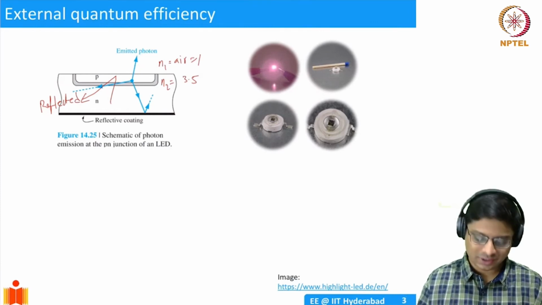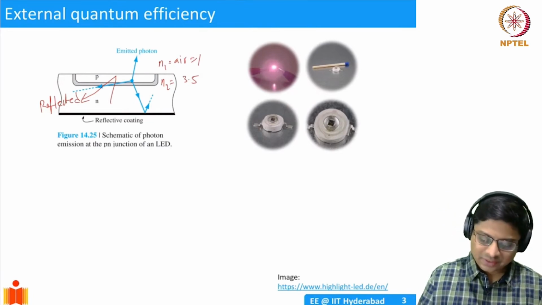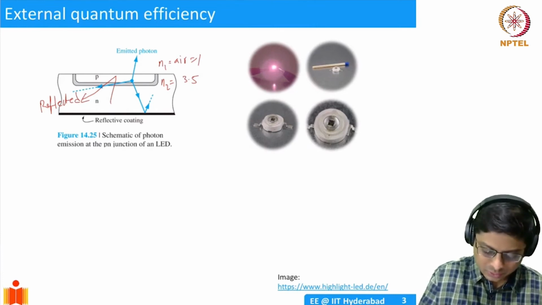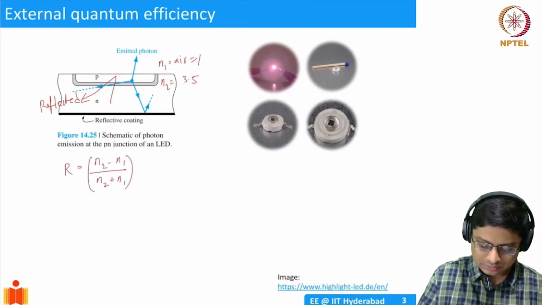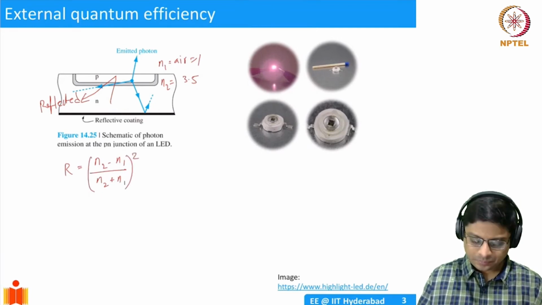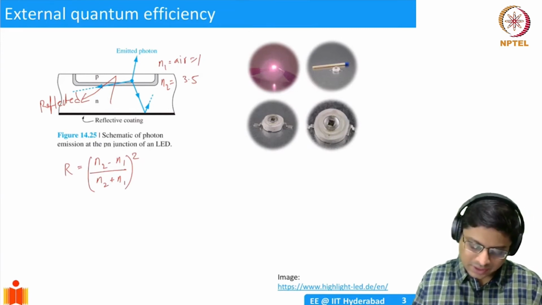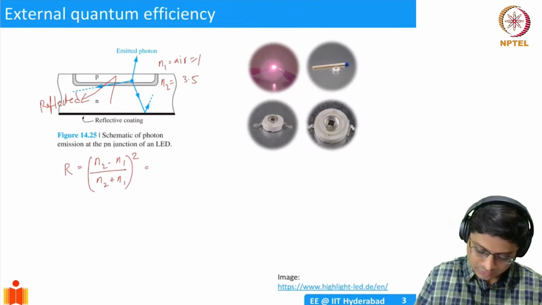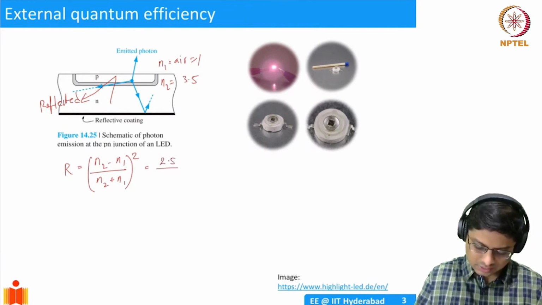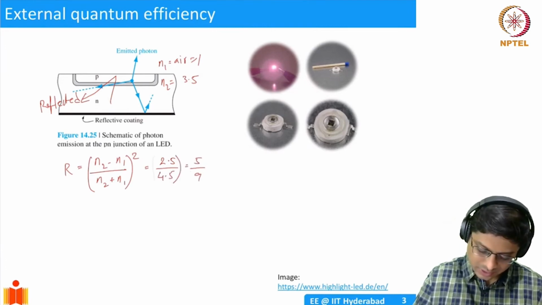So what is the reflection coefficient when you have this difference in refractive index? The difference in refractive index will lead to what is known as Fresnel's reflection coefficient. So R is simply given by (N2 minus N1) divided by (N2 plus N1), whole square. So how much will that be? Well, if you take N2 of 3.5 and N1 of 1, this is going to be 2.5 divided by 4.5. So this is 5 by 9. Oh, sorry, this is a square.